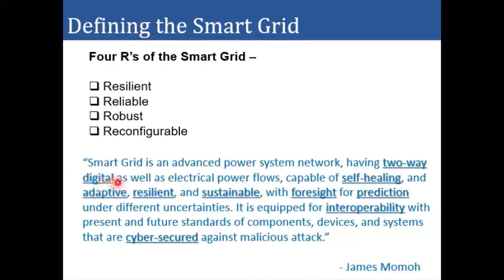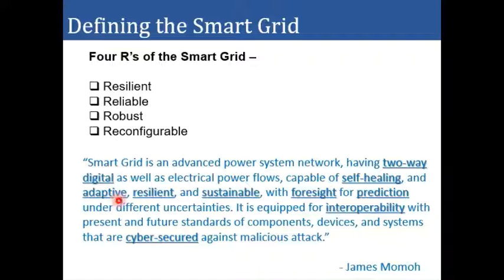So we will have two-way digital communication as well as the electrical power flow. Two ways means the power can be flowing bidirectional in the power system network. It has a capability of self-healing, means if there is a fault, the system will address that fault automatically without any external intervention. So that means self-healing.